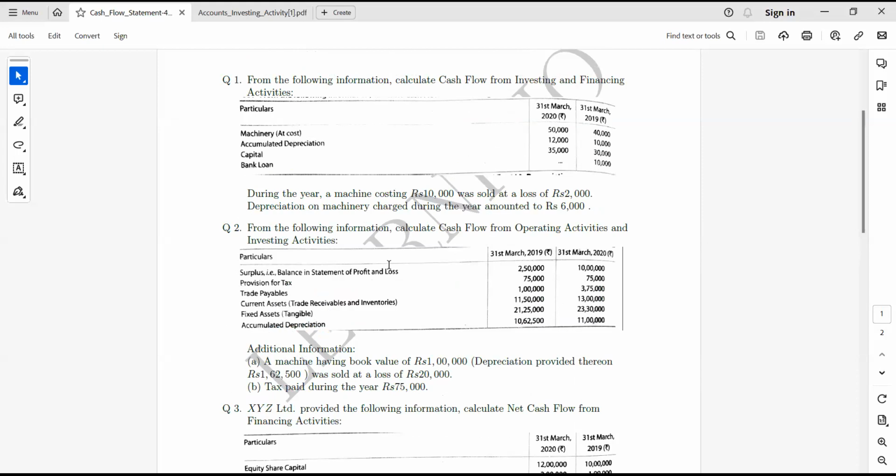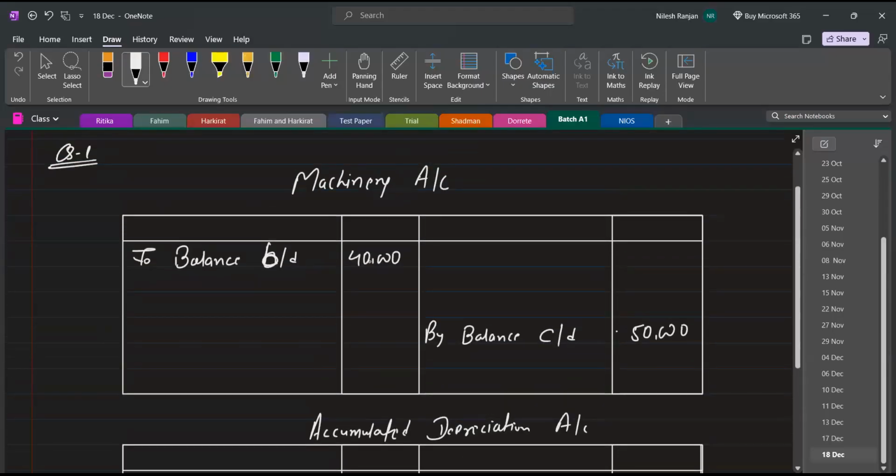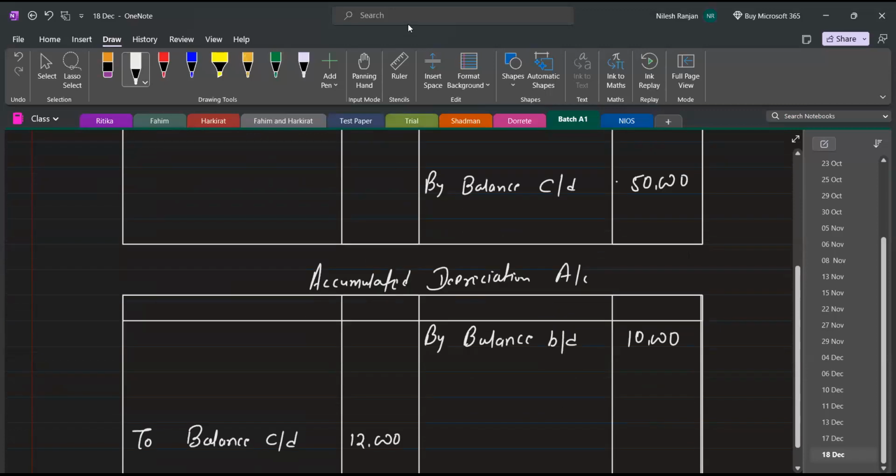Actually, the additional information, and we have to calculate the sale or purchase of machinery during the year. So we have to make a depreciation account also, right? Yes, I have prepared it. You can see I have prepared 2 accounts, a machinery account and an accumulated depreciation account.